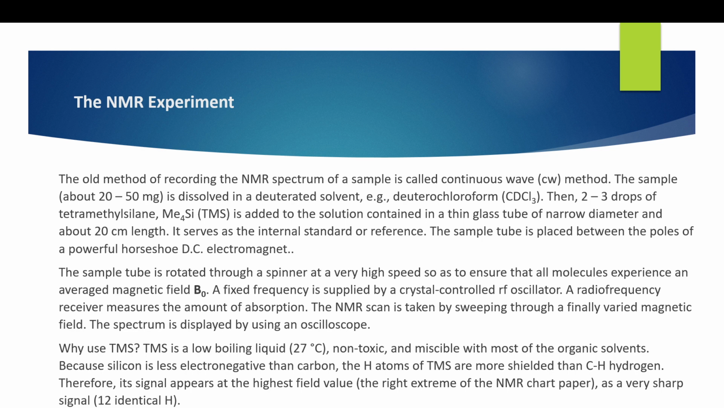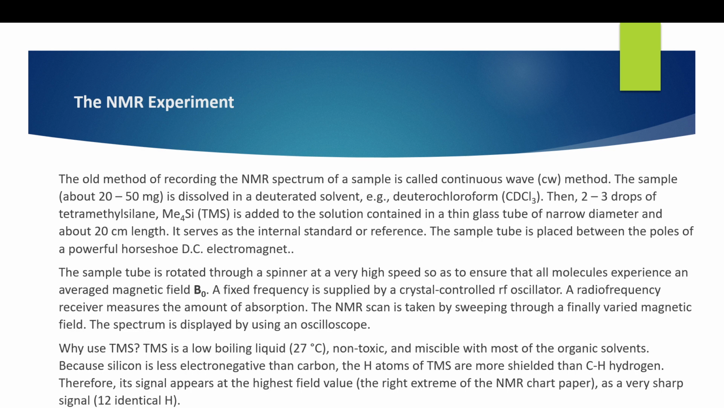The NMR experiment. The old method of recording the NMR spectrum of a sample is called the continuous wave method, CW method. In this method, 20 to 50 milligram sample is dissolved in a deuterated solvent, preferably deuterated chloroform. Then 2 to 3 drops of an internal reference compound, mostly tetramethylsilane, is added to the solution. The solution is contained in an NMR tube, which is a very thin glass tube, narrow diameter, about 20 centimeter length.